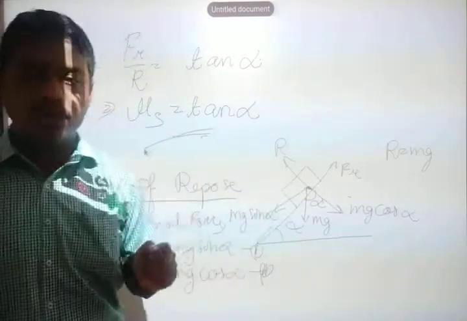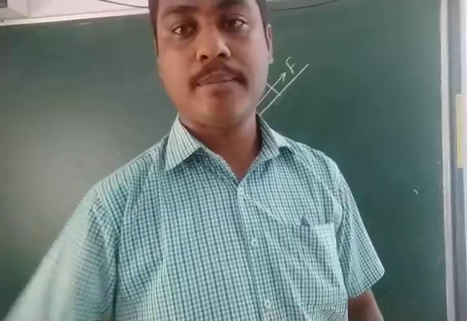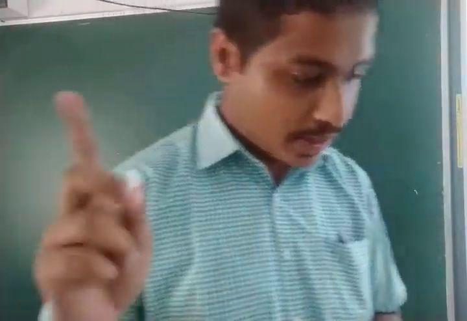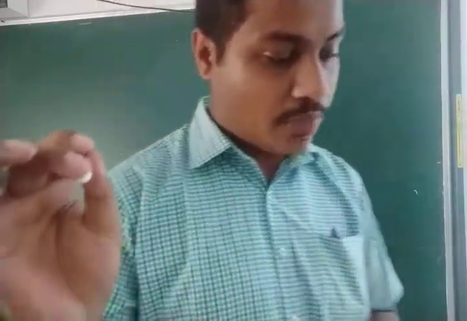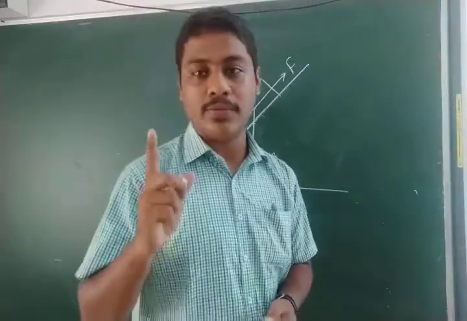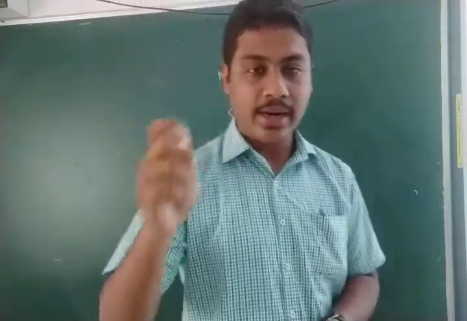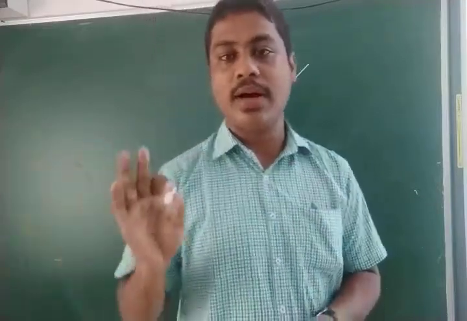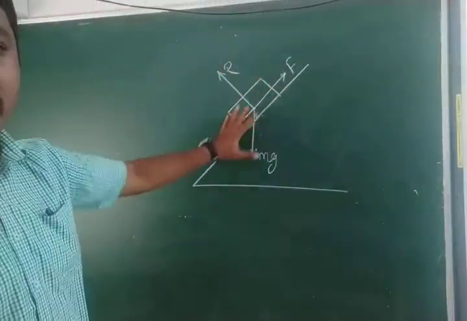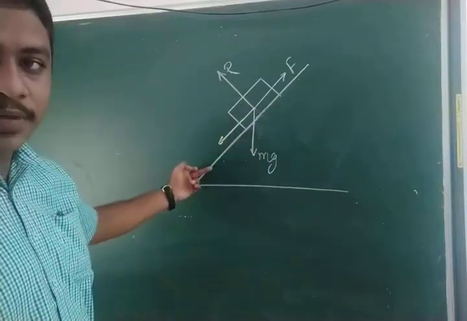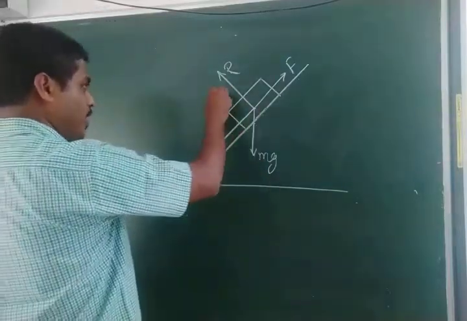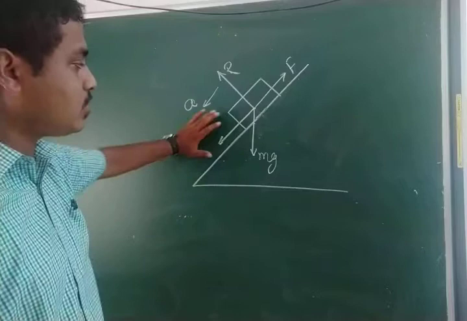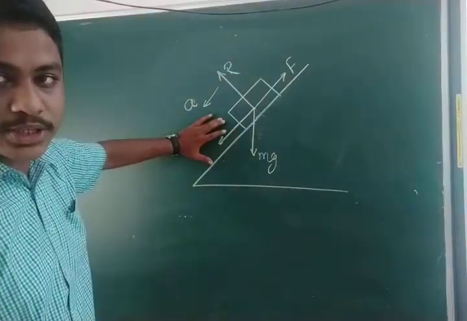Now let us discuss one question related with this. Okay, students, we have the question: derive an expression for the acceleration of a body sliding down a rough inclined plane. I am repeating the question again. So the inclined plane I have drawn. This object is sliding down the rough inclined plane, that means it is moving with an acceleration a. So we need to find out at what acceleration this object will be moving in the downward direction.